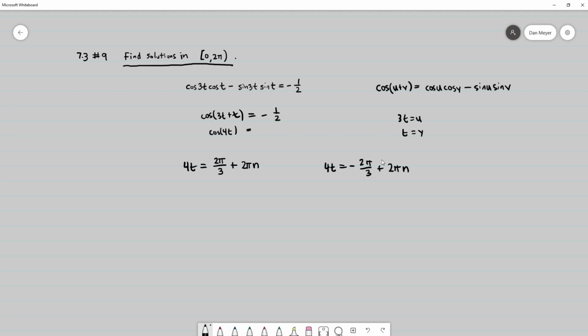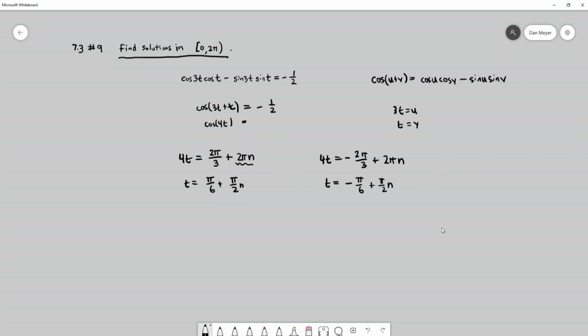All right, and then in both these equations, we'll divide on both sides by 4. Here we'll get t is pi over 6 plus, when I divide my 2 pi n by 4, pi over 2 times n. And here, dividing on both sides by 4, we get negative pi over 6 plus pi over 2 times n. So if they wanted all the solutions, that would be our answer. They just want the solutions in 0 to 2 pi.